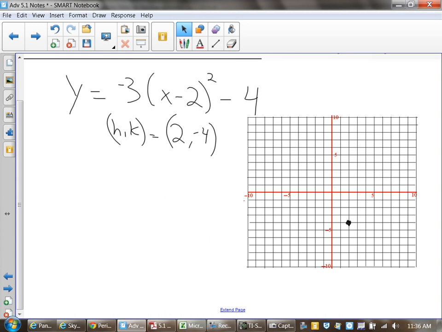My value of A is -3. Does this one open up or down? Down. It's opening down. It is down like a frown. So that means this vertex is at a maximum or a minimum. Maximum.